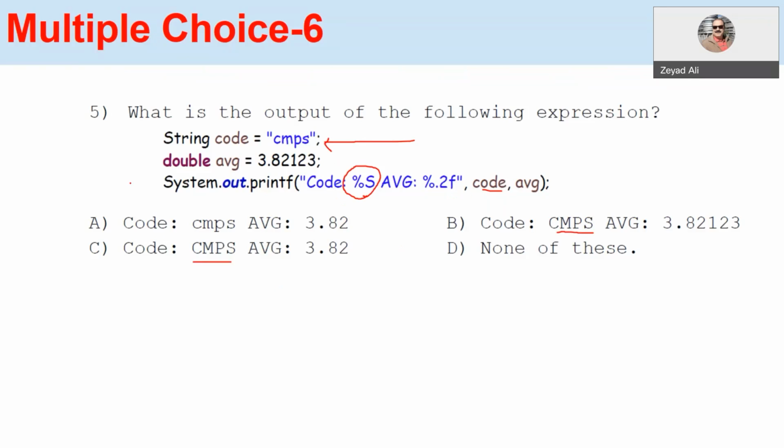Let's look at the average. This is the original value of the average. However, before we output it, we format it to have only 2 decimals. So this one is not the answer. This one has 2 decimals. The only 2 formats done in the output are uppercase code and 2 decimals for AVG. So the answer is C.